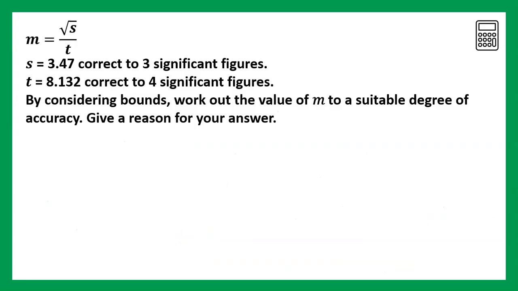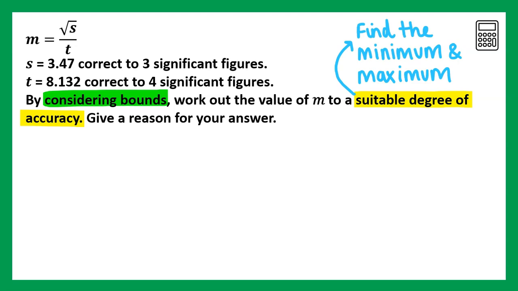On to the advanced question, one of the trickiest questions that you're likely to find on this topic. By considering bounds, we need to work out the value of m to a suitable degree of accuracy. To find the overall answer to a suitable degree of accuracy, we will have to consider bounds and find the minimum or maximum values for the calculation. When you see the words suitable degree of accuracy, you will need to find the minimum and maximum.